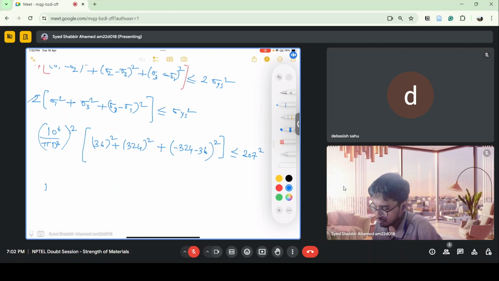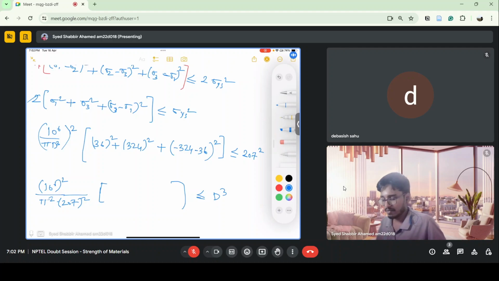So if I send this 207, pi square into 207 square, at dq. So this thing is 36 square plus 324 square plus 360 square. At 235872.